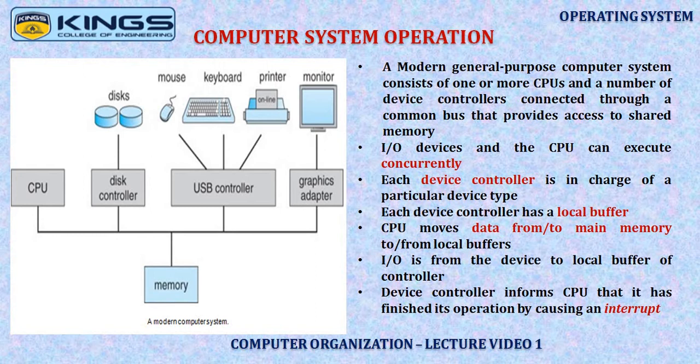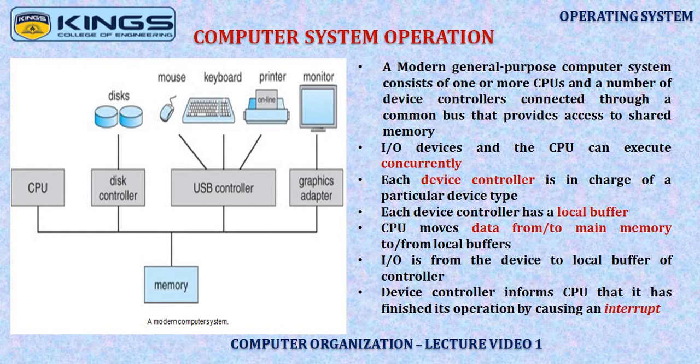Device controllers are in charge of a specific device. The disk controller is in charge of the disk. The USB controller is in charge of mouse, keyboard, and printer. The graphics controller is in charge of the monitor. Now these device controllers also have a local buffer with them. So any intermediate operations that are performed will reside in the local buffer of the devices.